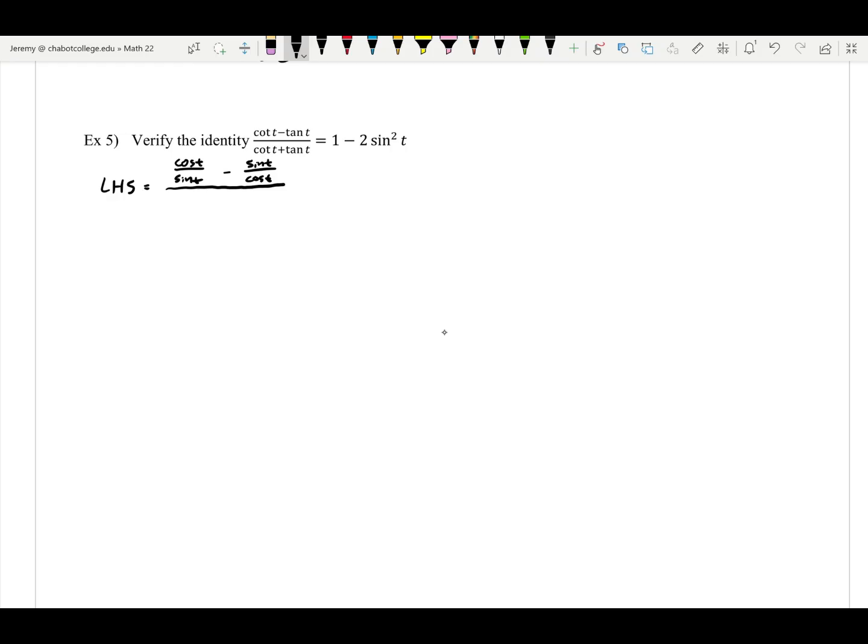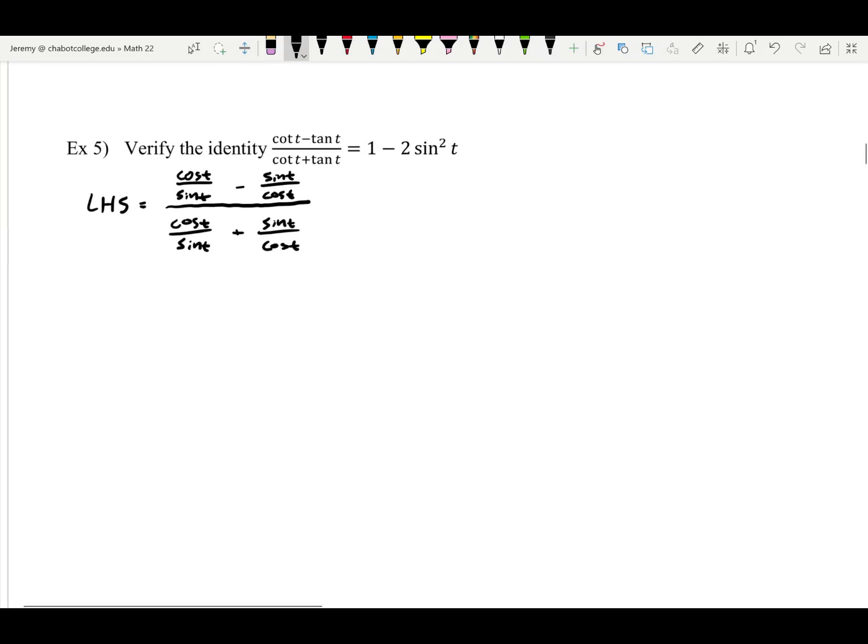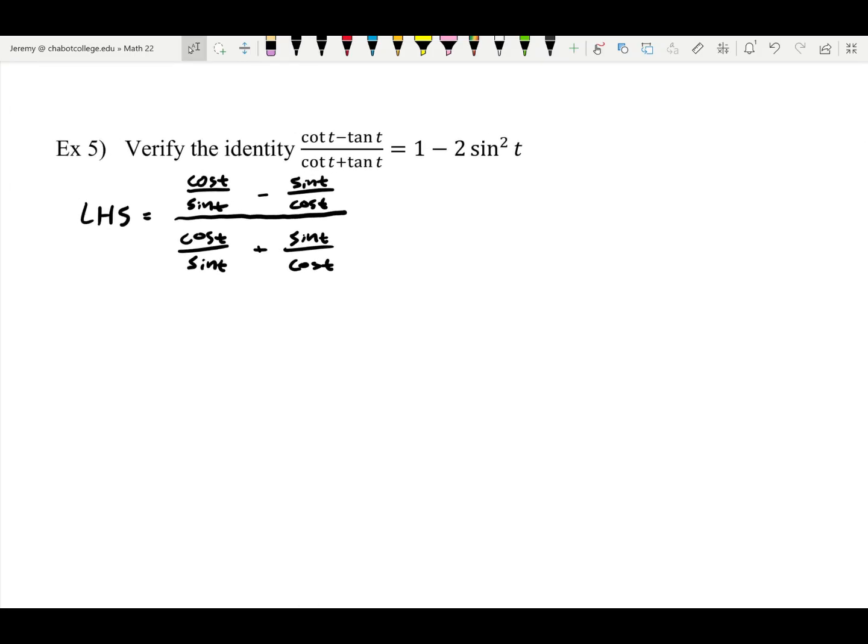And then in the denominator, cotangent, again, cosine t over sine t, plus tangent, which is sine t over cosine t. All right, a bit of a mess, but we'll just work with it and see what happens.